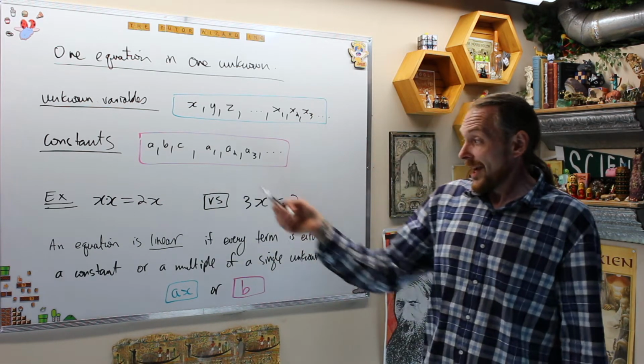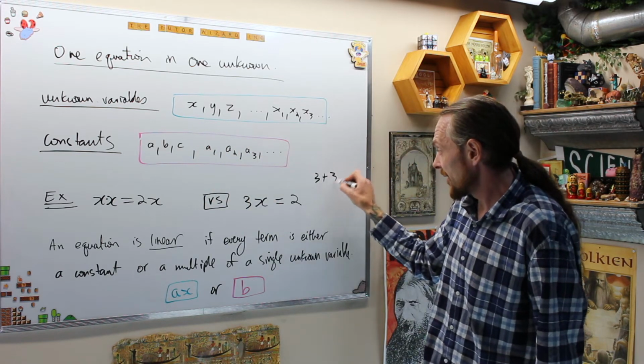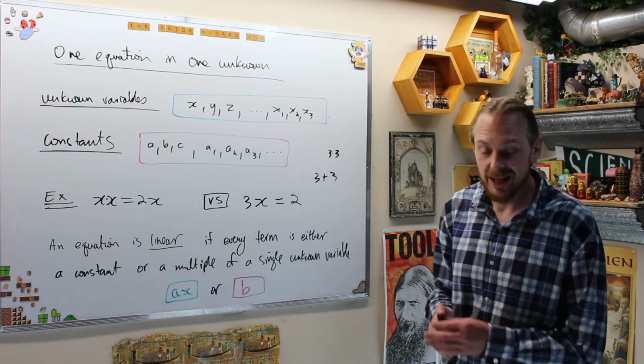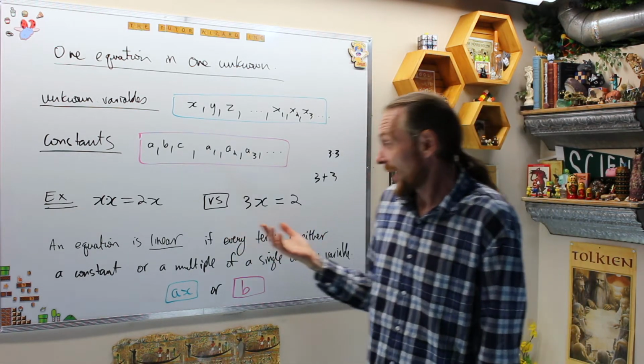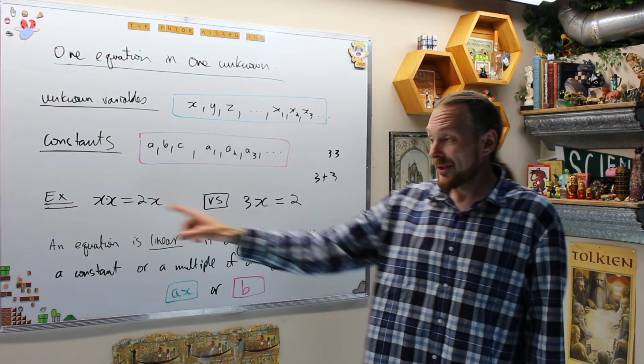So first of all, a term is anything separated by an equals or a plus. 3 plus 3, those are both terms. 3 times 3 is one term. So it's the plus or minus or equals that gives you a term. Then what we want to look at is, what's the difference between these equations? Why am I going to call this one non-linear and this one linear?